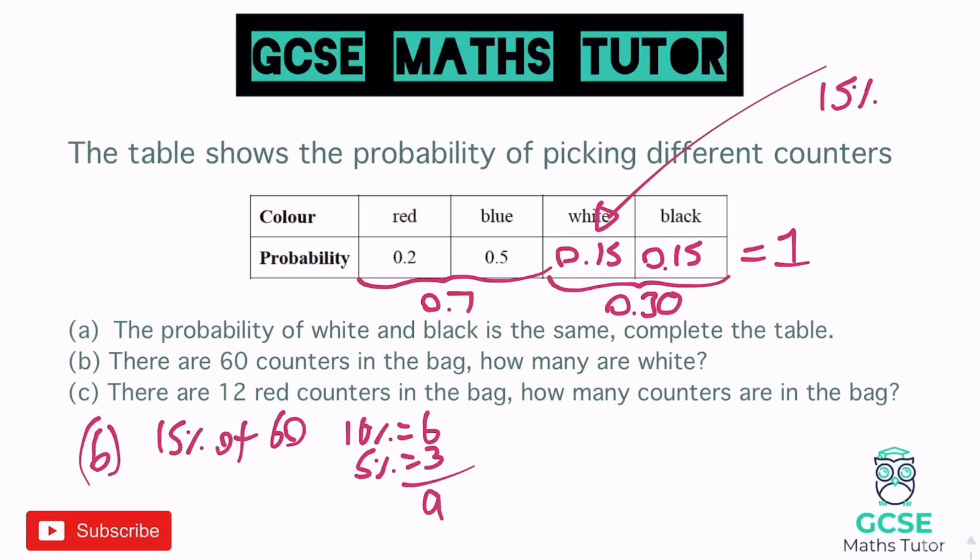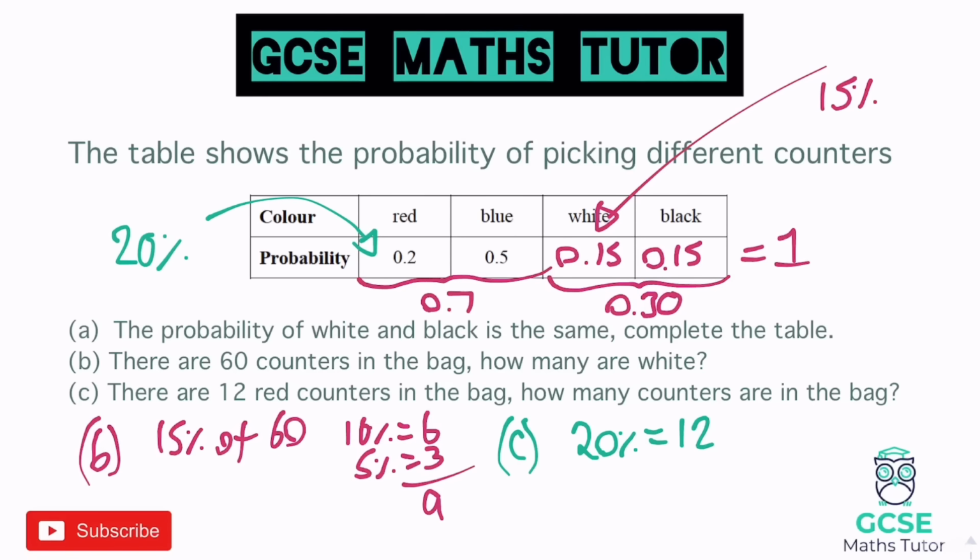Now part C here, you won't be given this at the same time as question B because we already know that there are 60 counters in the bag, but it says that there are 12 red counters, and how many counters are now in the bag. So if we imagine this is a completely different question now, but it's saying that red counters here, which is 20%, is now 12 counters. So all that's actually saying is 20% equals 12 counters.